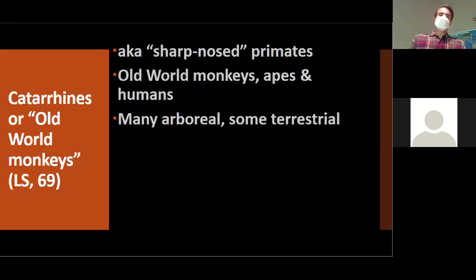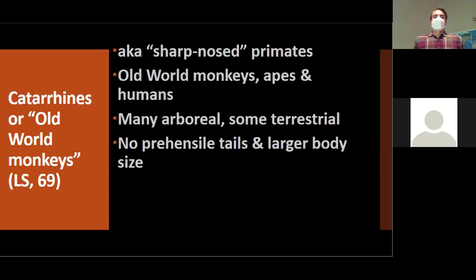Many of the old world monkeys, still talking old world monkeys, right, are arboreal. They're tree dwellers, but there are some that are ground dwelling. There are some that move primarily on the ground, or terrestrial. None of them in the old world have prehensile tails. So there's no curling or grasping tails among the old world monkeys. Again, generally larger body size than the New World monkeys that we were talking about.